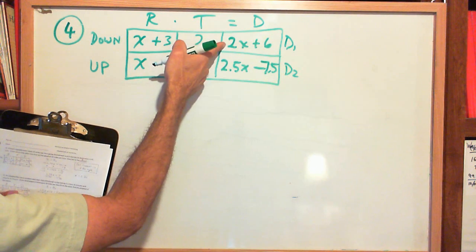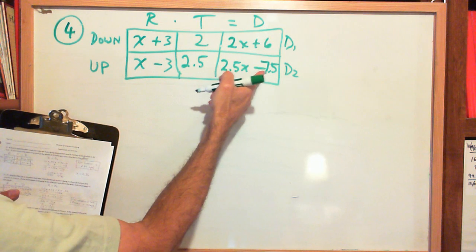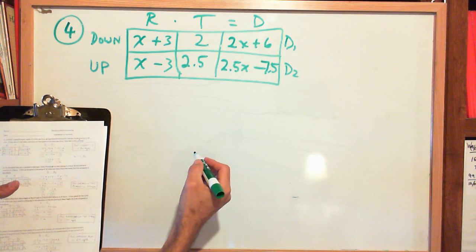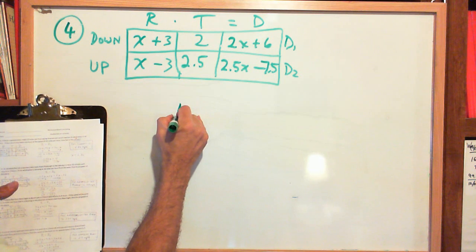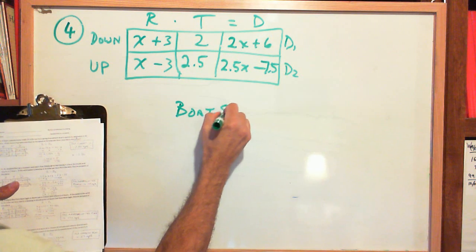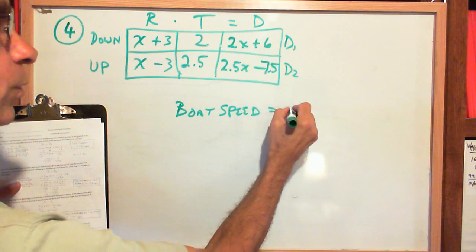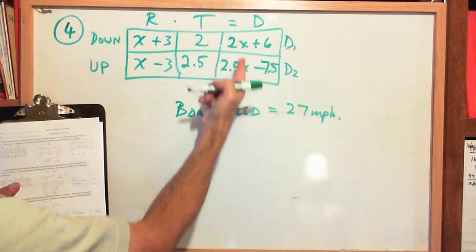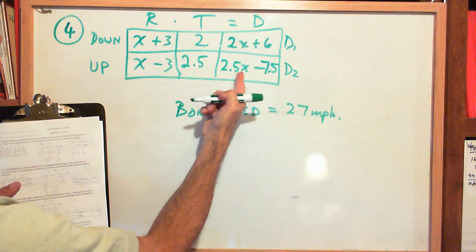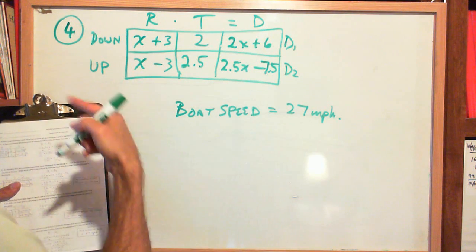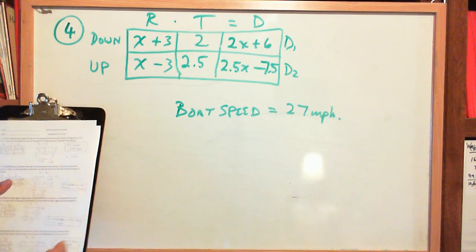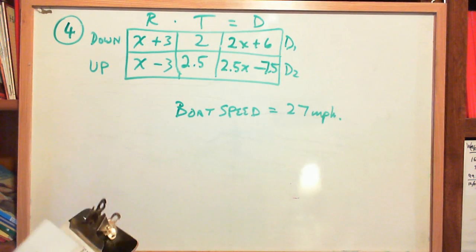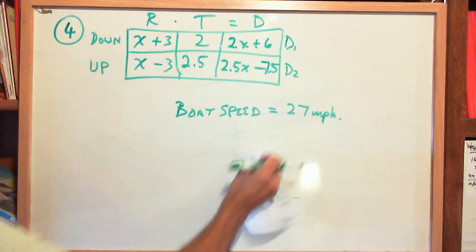So if you set 2x plus 6 equals 2.5x minus 7.5, then my final answer would be the speed of the boat is 27 miles per hour. Boat speed equals 27 miles per hour. Again, I got that by 2x plus 6 equals 2.5x minus 7.5, and I solve for x, and that's what I'll get. Okay, so now that is that one. We're going to move on to number 5.